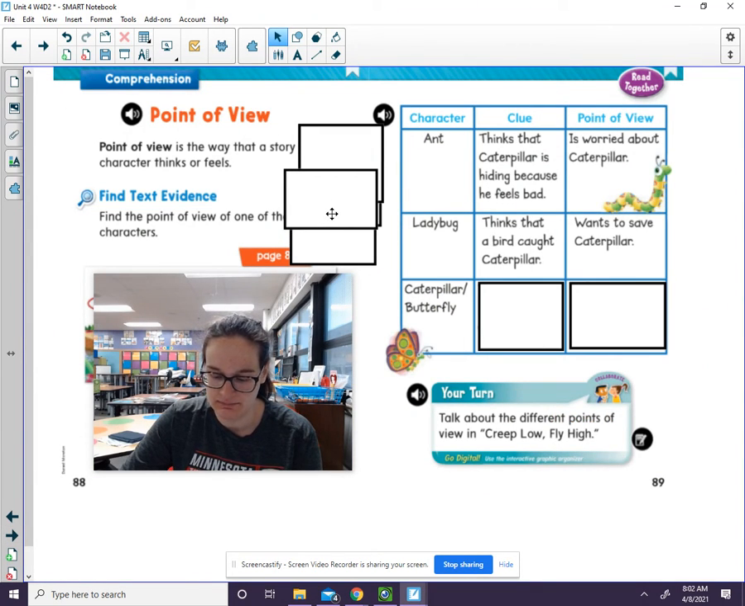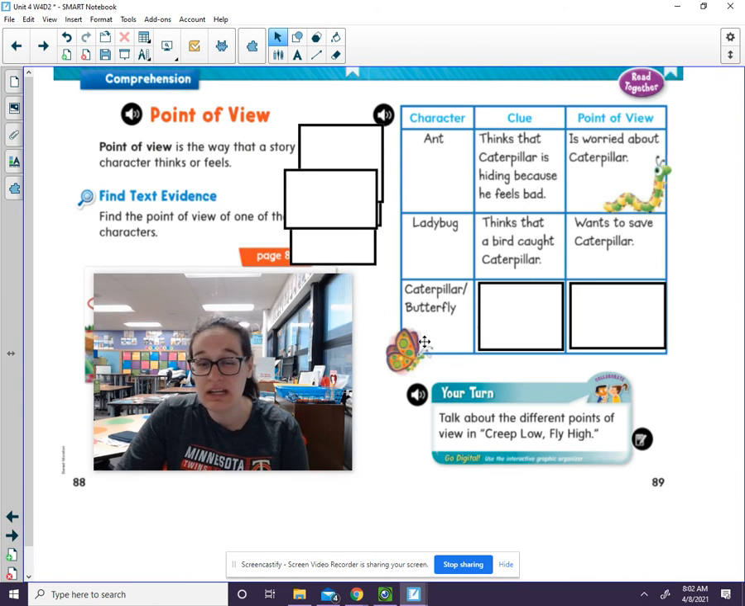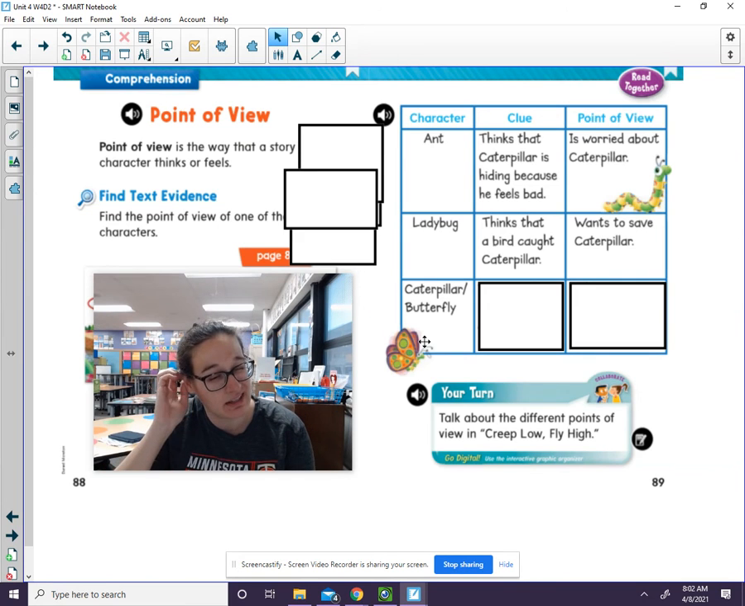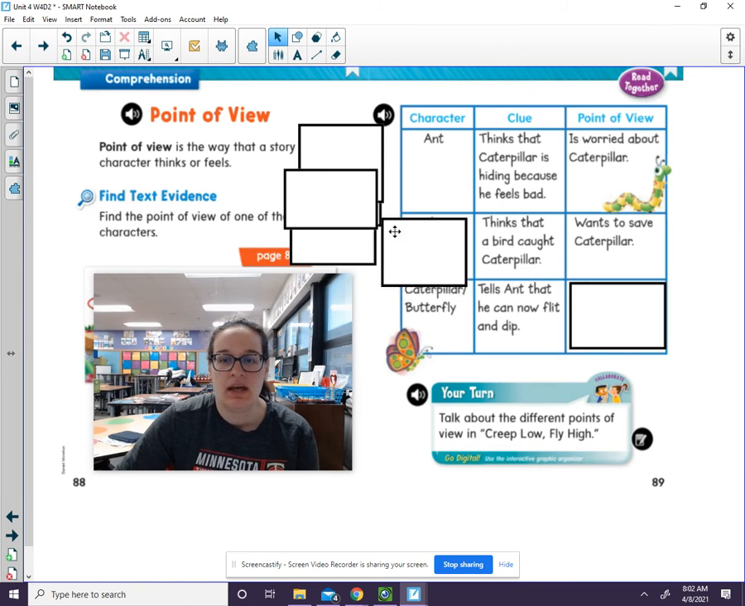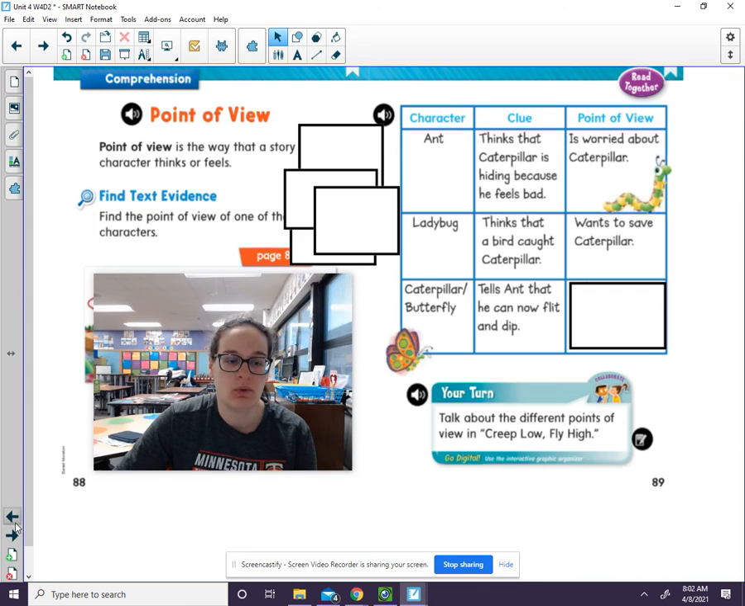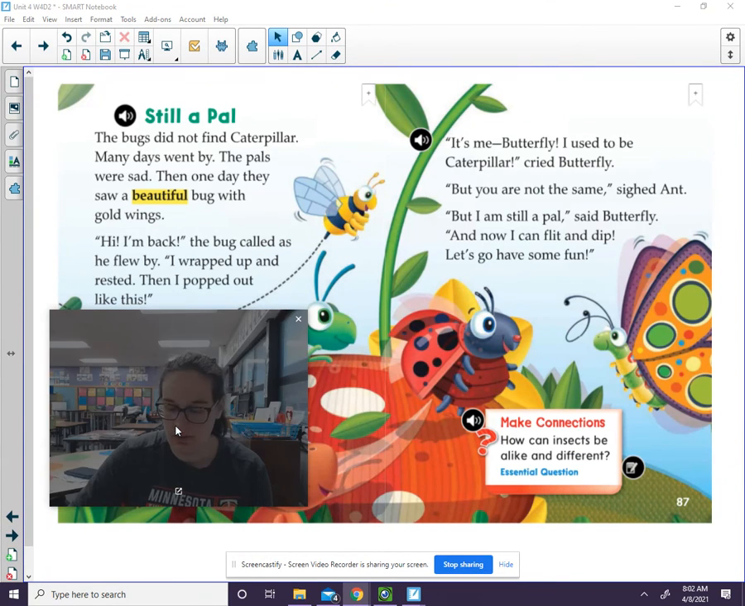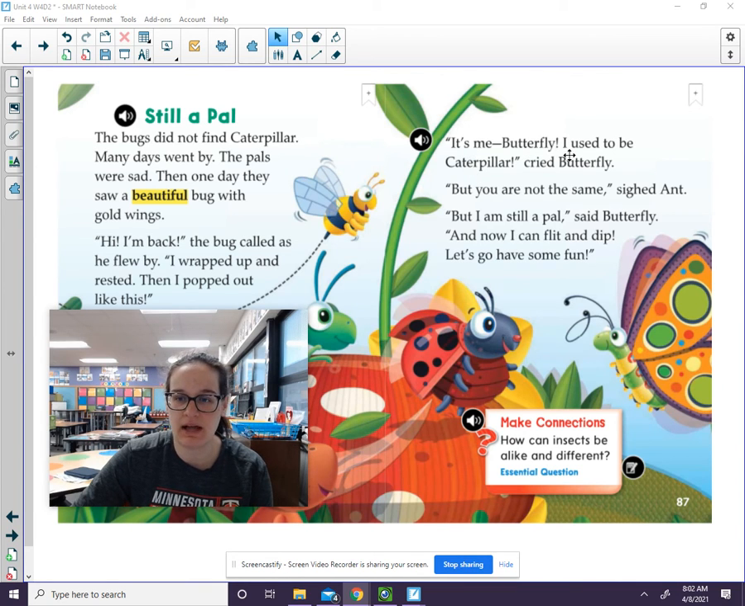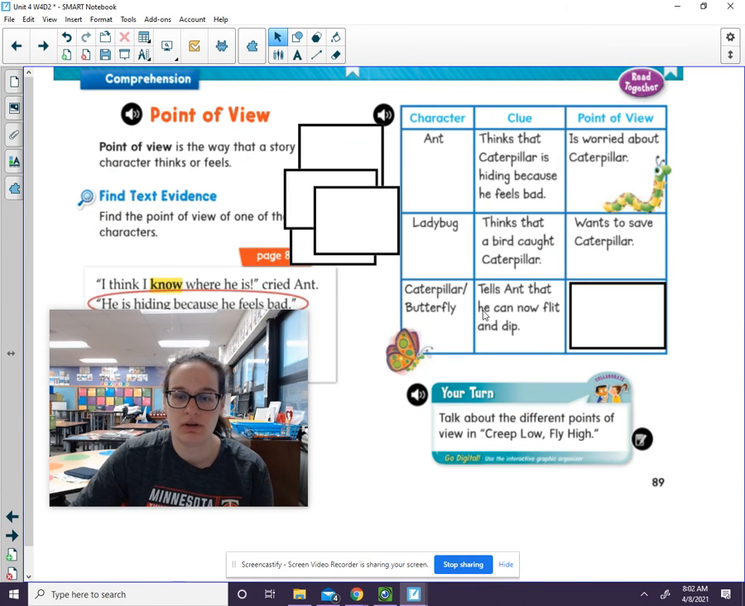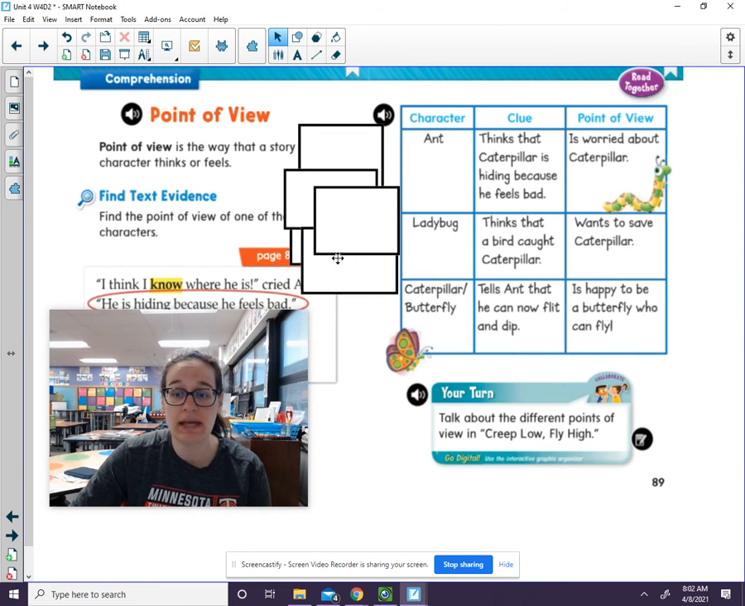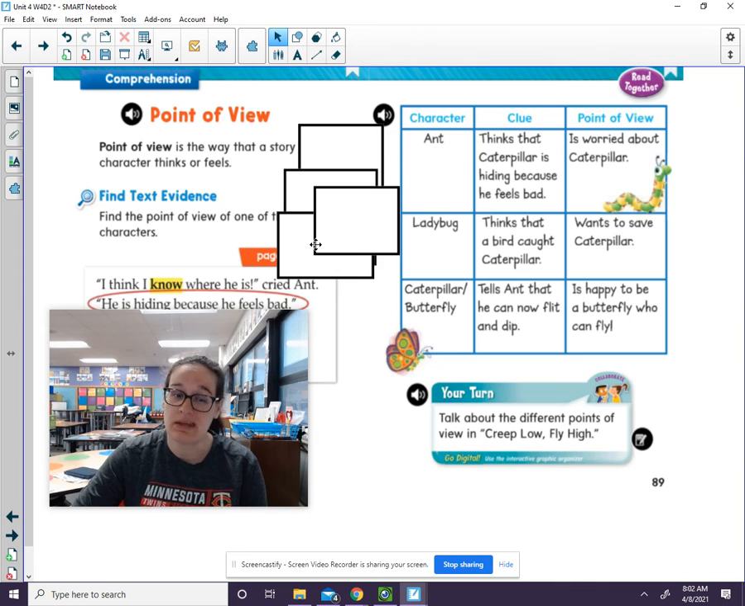Well, finally, we need to talk about Caterpillar. Now, remember that in the beginning of the story, Caterpillar doesn't really feel like he fits in because he can't flit and dip, so he can't fly and run. And so that's our clue here. But then we're going to see what happens at the end with Butterfly. So it says here, "It's me, Butterfly. I used to be Caterpillar," cried Butterfly. "But you are not the same," sighed Ant. "But I am still a pal," said Butterfly, "and now I can flit and dip. Let's go have some fun." So now, our clue at the beginning was that Caterpillar was pretty sad, but now he's really happy because he's a butterfly and he can fly and play with the other bugs.